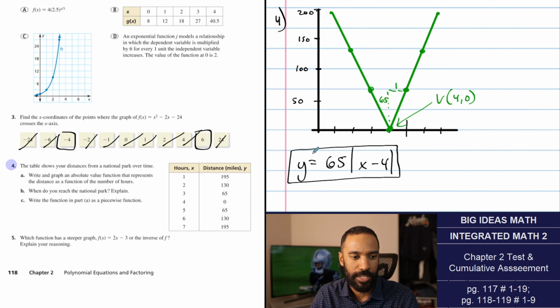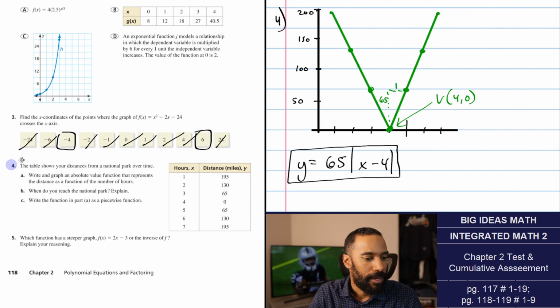Hours and distance traveled in miles. Or distance from a national park over time in miles. I guess you go to the national park by hour 4 and then you leave it afterward, which is what's happening there. Number 5, which function has a steeper graph?